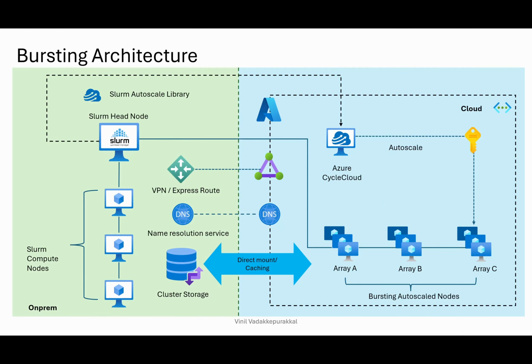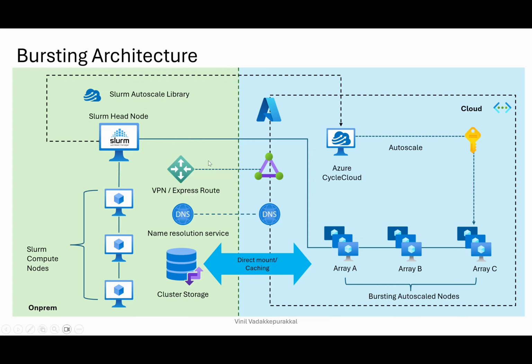Here is the architecture. We can see that the green section is the on-premises environment and the blue section is the cloud. So we are going to create two VNets for simulating the on-premises and cloud environments. The on-premises VNet will have all the on-premises compute, including the Slurm scheduler. And then in the cloud VNet, we will have CycleCloud and the bursting autoscale nodes.